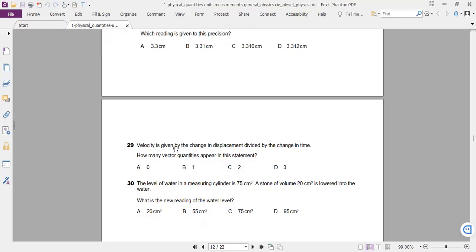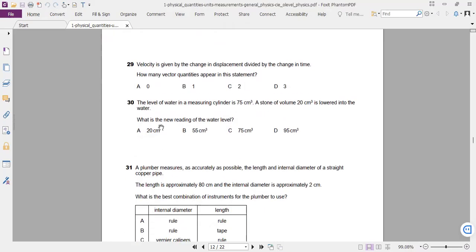Velocity is given by change in displacement divided by change in time. How many vector quantities appear in this? So look at the question. Velocity is a vector. So number one, displacement is a vector. Number two, time is not a vector. So just count it like this and then answer the question.